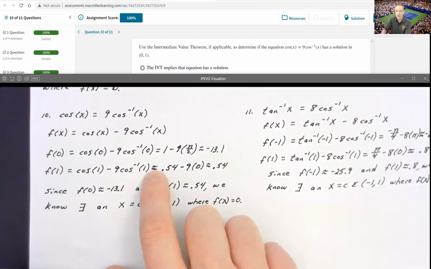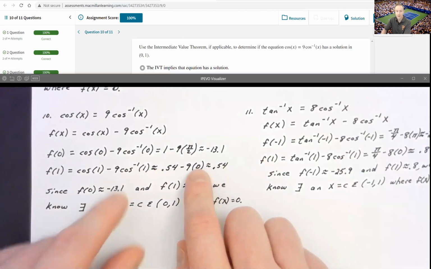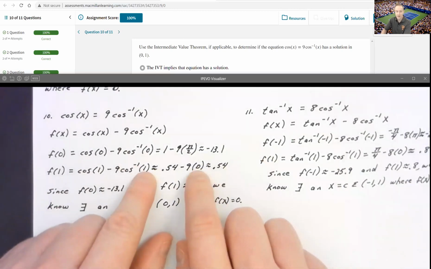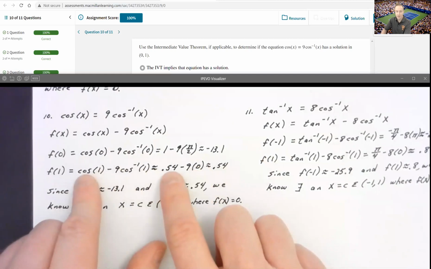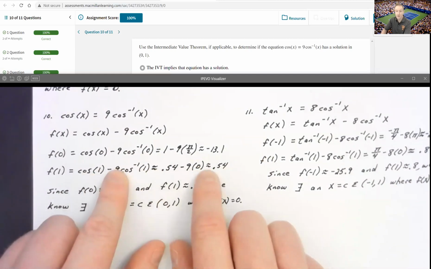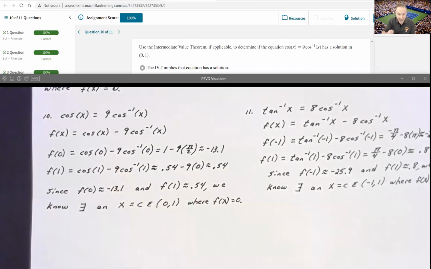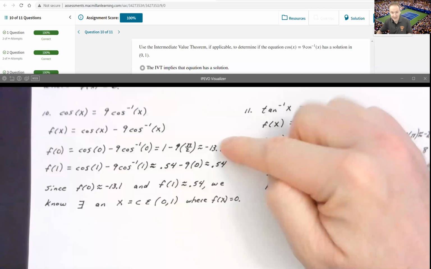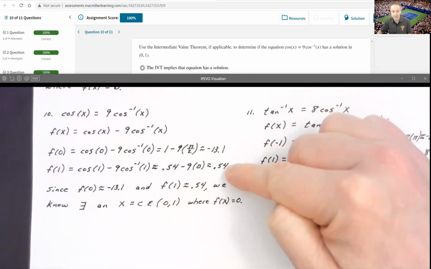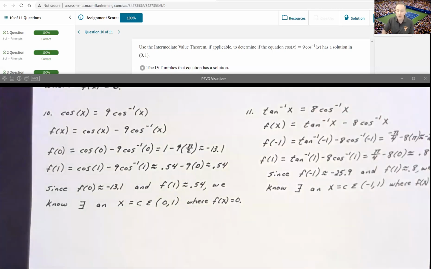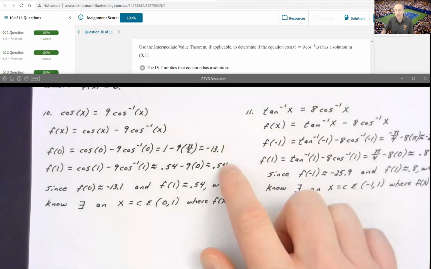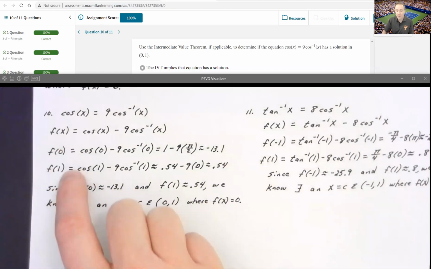Inverse cosine of 1, that's asking you at what angle is the cosine function equal to 1? That's at an angle of 0. So the inverse cosine of 1 is 0. I get cosine of 1, 0.54 minus 9 times 0. I get the positive value I needed. So I'm thinking, fantastic. Since I have a negative y value here and a positive y value here, I know there exists a y value of 0 for some x value in between x equals 0 and x equals 1.